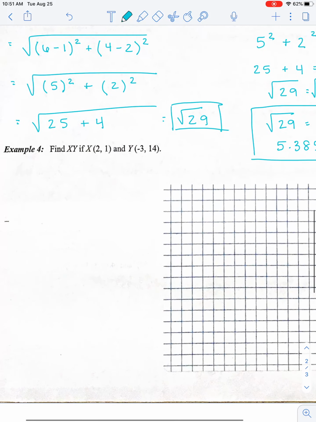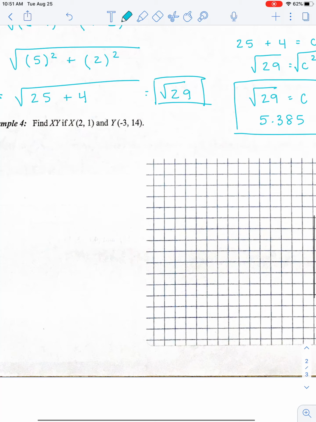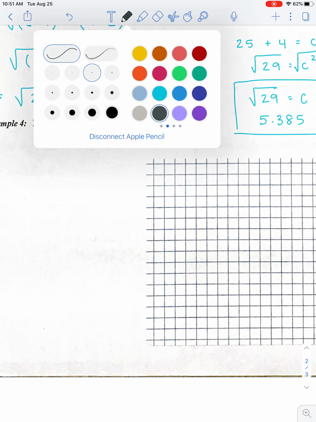We're gonna do one more problem here. It says find x, y. I want you to pause this video and try this one on your own using whichever method you want. You can do the distance formula if you want, or you can do the Pythagorean theorem method. Pause it, try it on your own, and when you're ready to see the answer, unpause and we can talk about it. So hopefully you've tried this on your own.